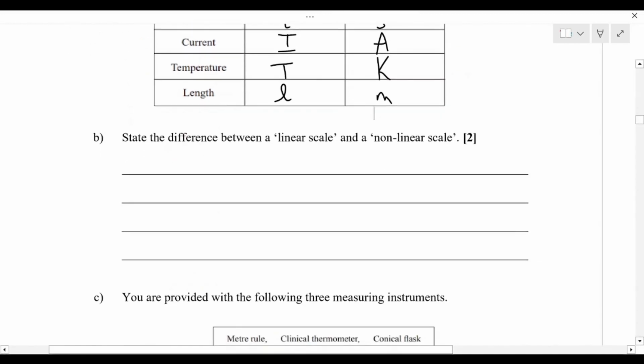State the difference between a linear scale and a nonlinear scale. Now, a linear scale has equal spacing between values, while a nonlinear scale has unequal spacing.